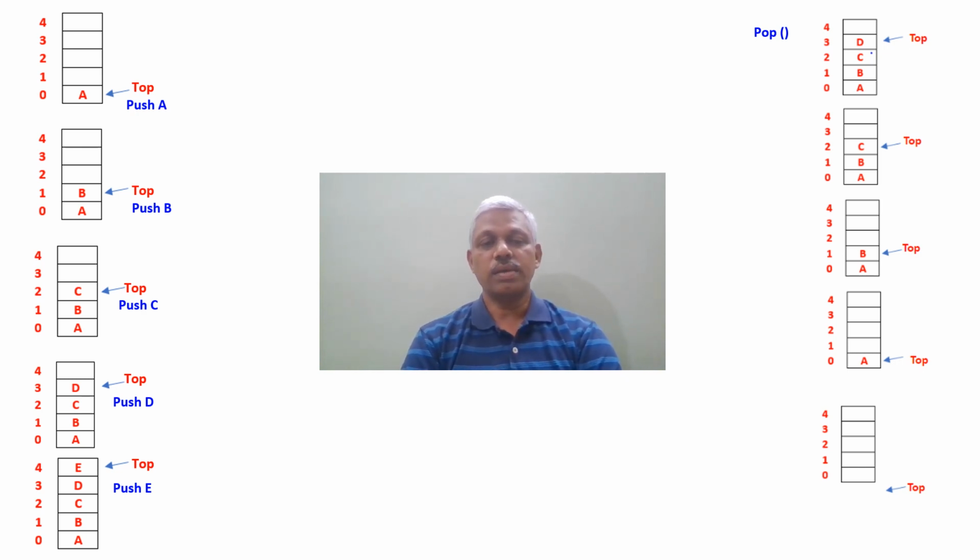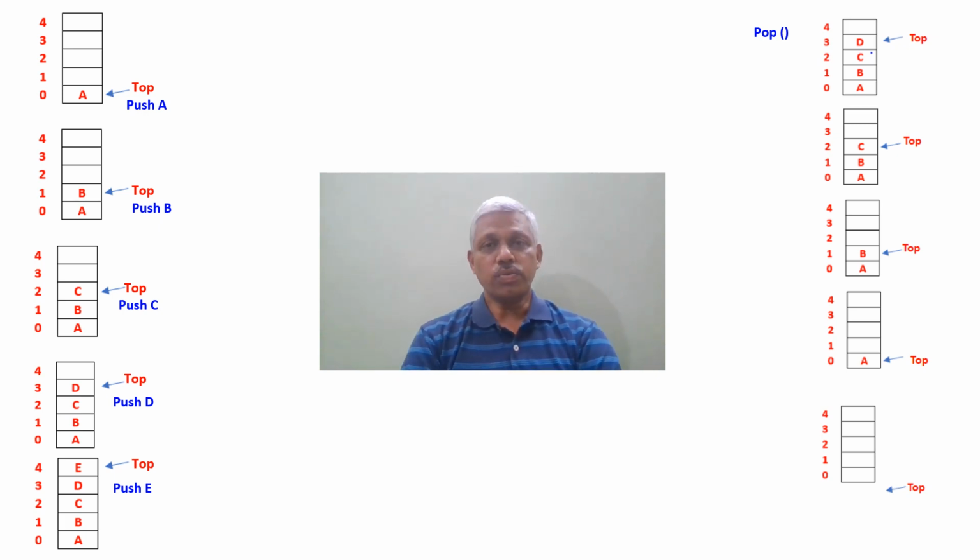So by this time 5 elements are inserted, A, B, C, D, E, and the stack is full because the underlying array is already full. So no more element can be inserted here. So how do we check this? Top is equal to 4 and length of the stack is 5. So top plus 1, 4 plus 1 is equal to 5, which indicates that the stack is full. So this is the full condition.